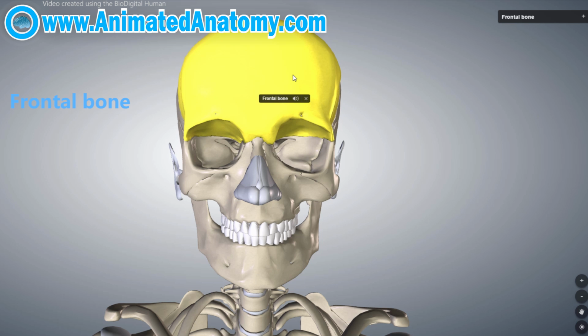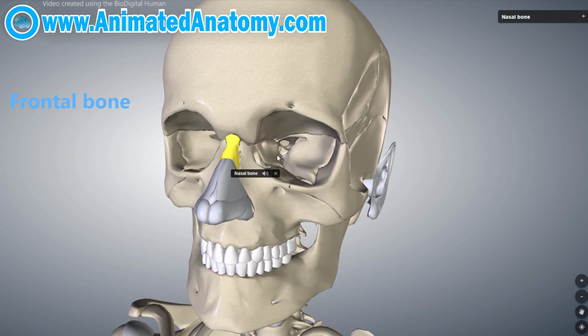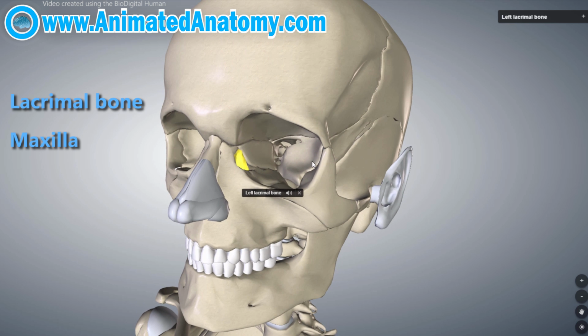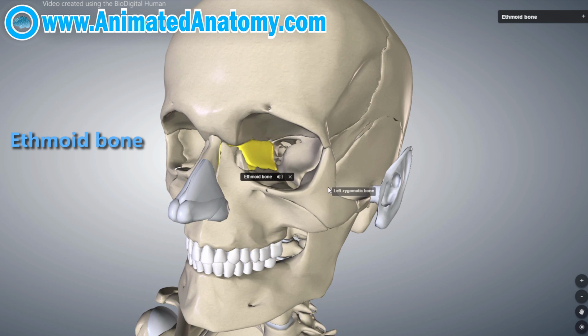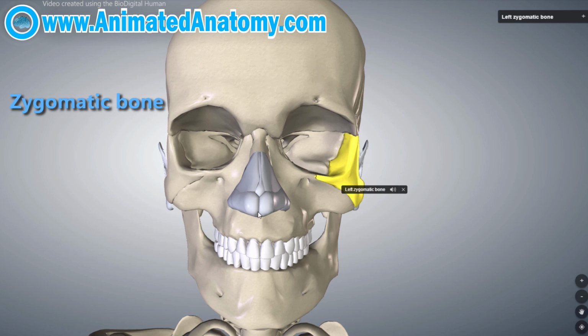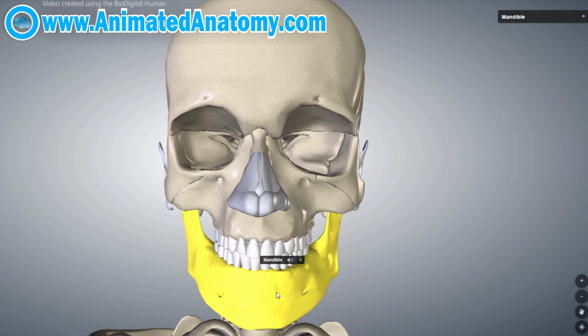It is called the frontal bone. You also have here the nasal bone and the maxilla. Right here, this small bone is the lacrimal bone, and here inside you can see the ethmoid bone. The bone here I have already mentioned earlier is the zygomatic bone, and you have the same bone on the other side, while this bone right here is called the mandible.